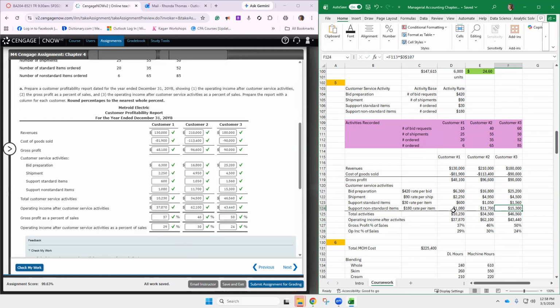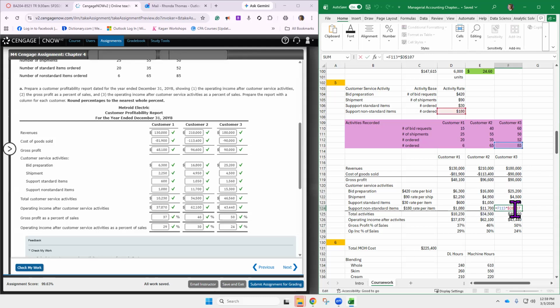Okay. The last one is the non-standard support item. Every item needs support, but a non-standard item must take more time to support, at $180 each. So now we want to see how many non-standard items customer 1 had. They have six times 180, which is $1,080, and 65 orders of non-standard items is 180 times 65.